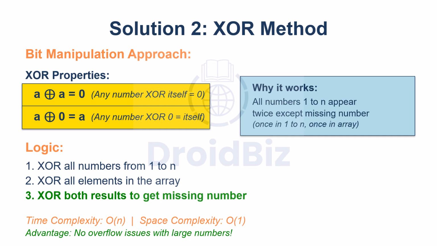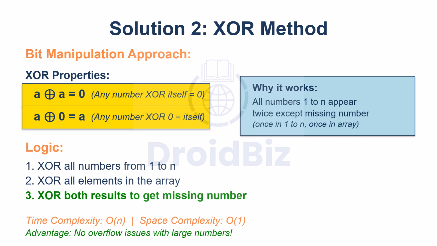Here's the logic in 3 steps. Step 1. XOR all numbers from 1 to n together. Step 2. XOR all elements in the given array. Step 3. XOR both results together to get the missing number. But why does this work?